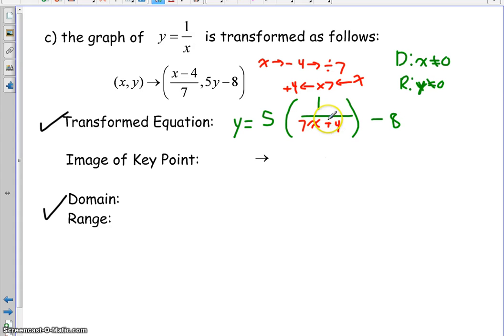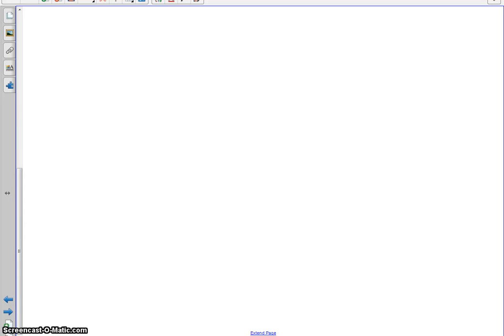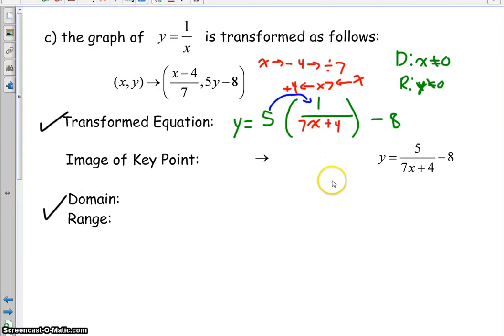Okay, realistically though, you'll never see it written like this, so you should simplify this, or else you risk being charged communication. Multiply the 5 into the numerator where it should go, and you wind up with y equals 5 over 7x plus 4, minus 8.